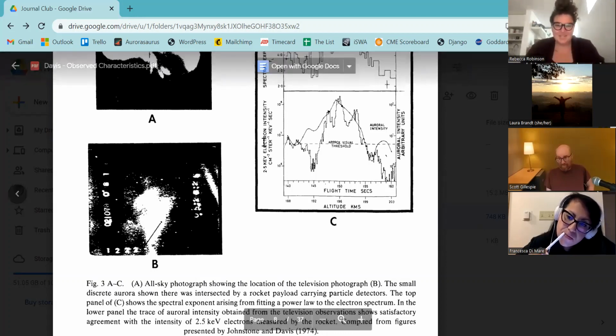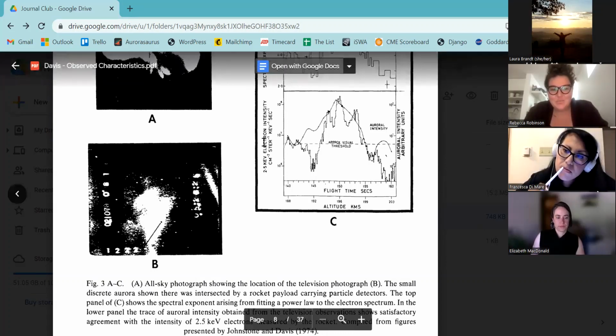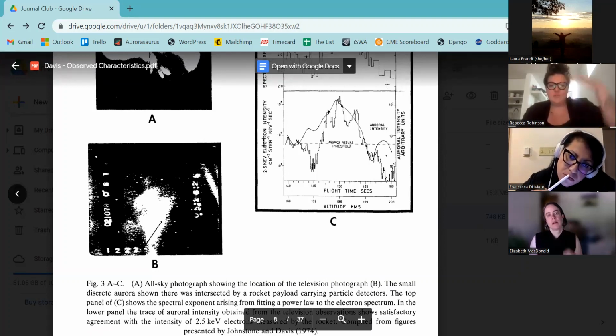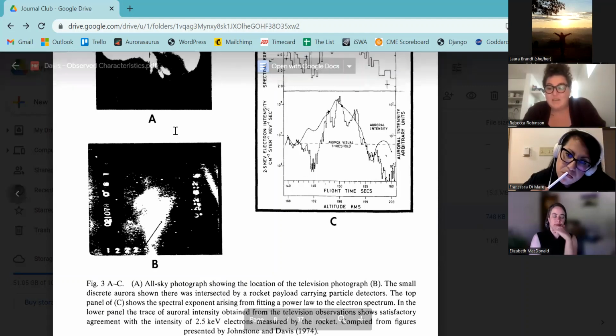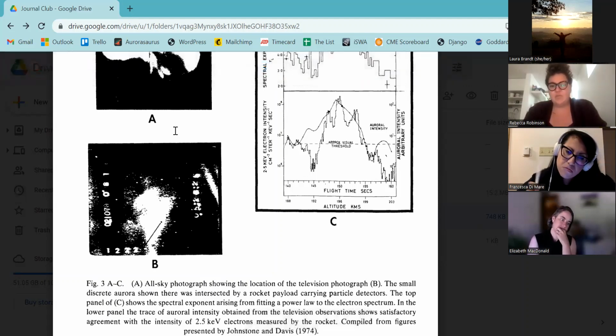Oh, well, you can continue your thought as well, but I was just wondering about the rocket line. When it goes above the approximate visual threshold, we have about three bursts of particles that it's flying through, as it appears to me at least. But from the photograph, you don't really have those microbursts.